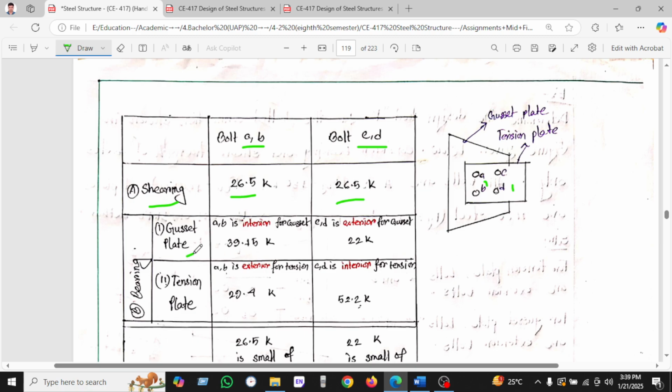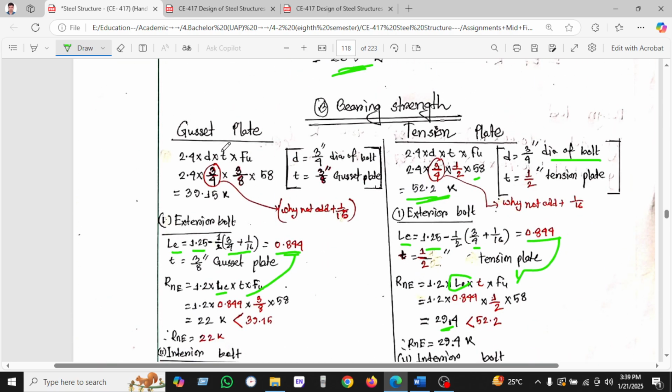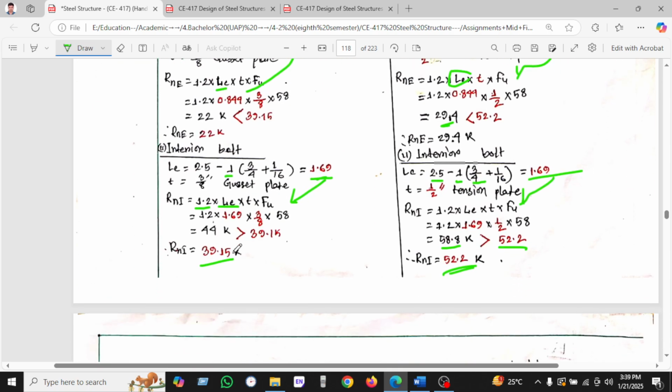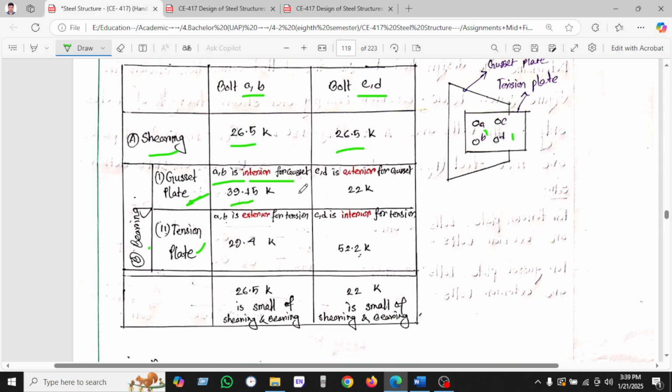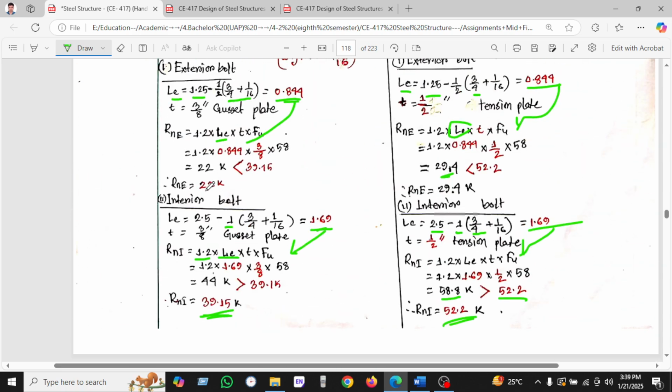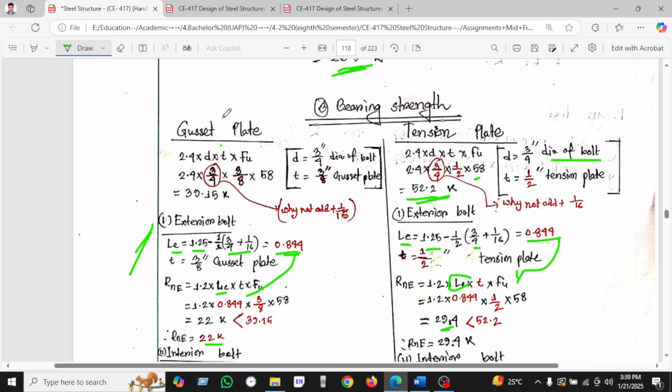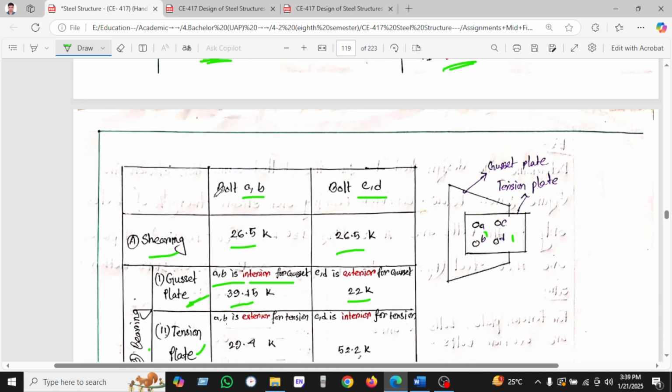And for bearing, which is divided into gusset plate and tension plate: for the gusset plate, AB is the interior gusset plate, 39.15. So this is the gusset plate. So for the interior we have been taken 39.15, and for the gusset plate exterior, 22 kips. So for the gusset plate exterior we have been taking 22.